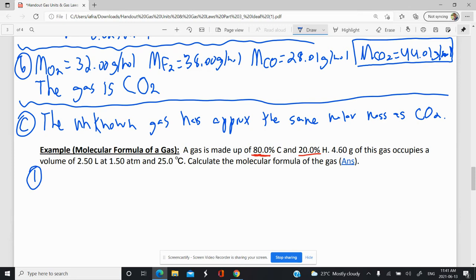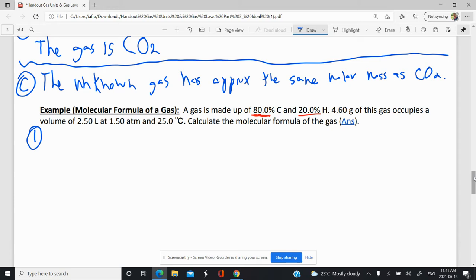So this kind of forces you to review finding molecular formulas from empirical formulas from Unit 3 a little bit. So remember, we have a gas made up of 80% carbon and 20% hydrogen. So we're going to find our empirical formula first. For the empirical formula step, we assume 100 grams. So we're going to say that carbon has 80.0 grams there. And hydrogen, we're going to say, is about 20.0 grams there.